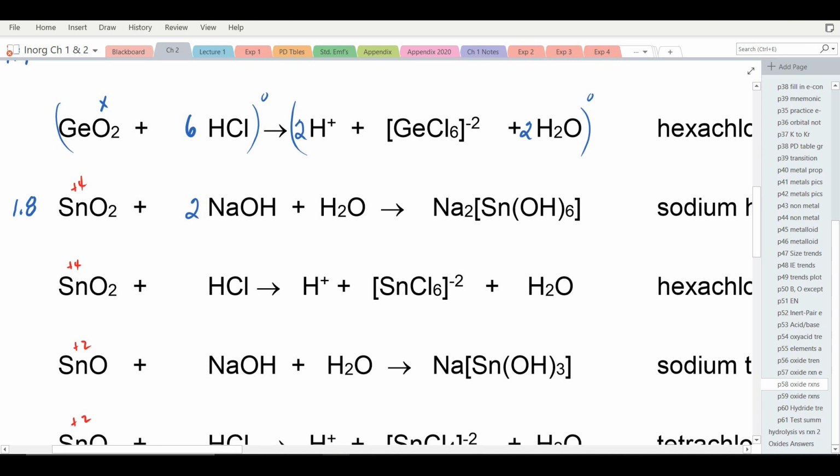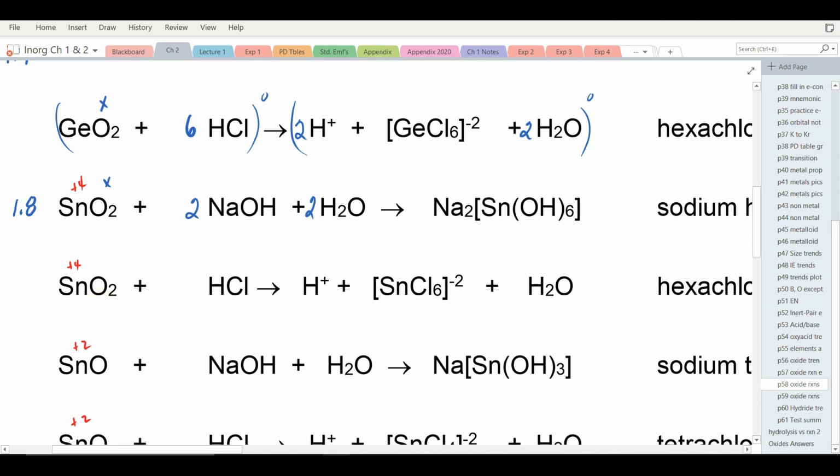Let's balance the hydrogens. I have 6 on the right, 2 here. I'll need 4 more. That should take care of that. Let's check the oxygens. I have 6 on the right, 2 plus 2 is 4, plus 2 is 6. That looks balanced. Not responsible for that.